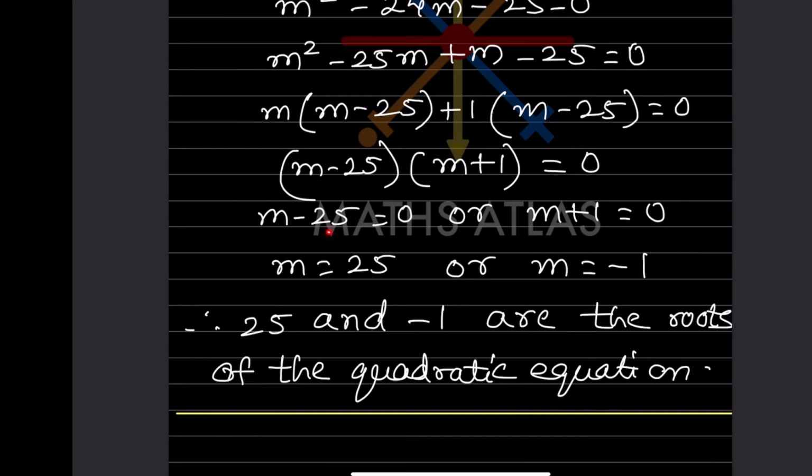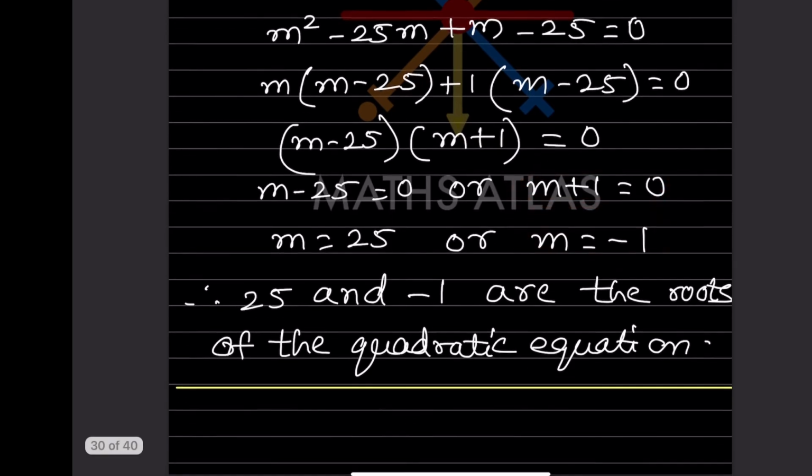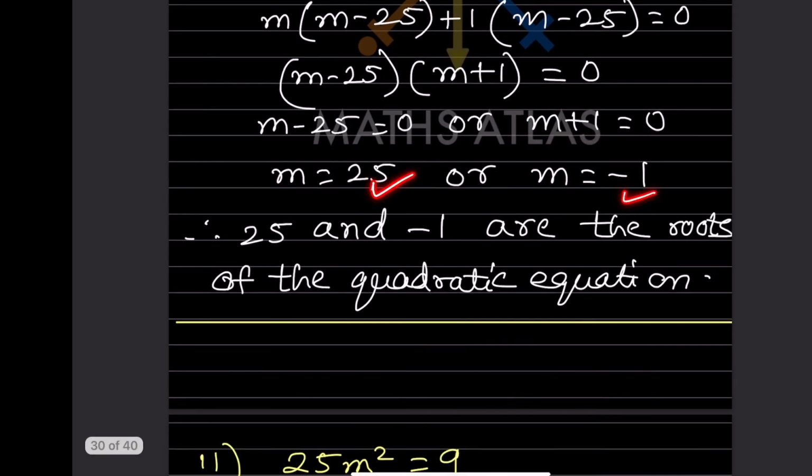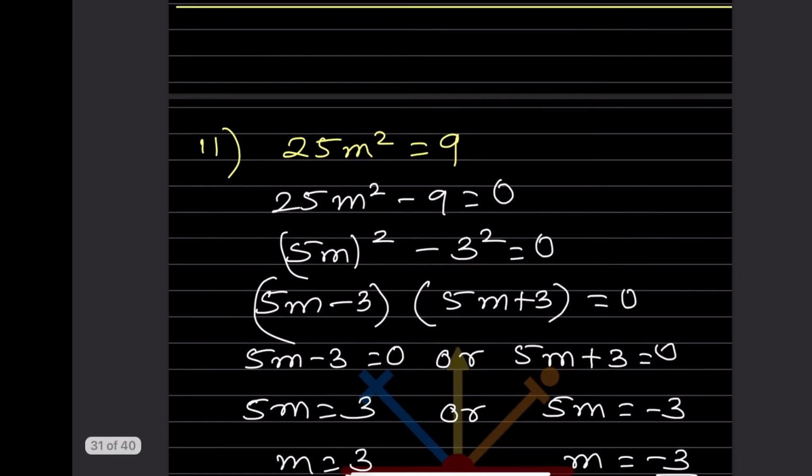So m minus 25 is 0 or m plus 1 is 0. So when you solve this part, you get m is equal to 25. And when you solve this part, you get m is equal to minus 1. So what we can say is that 25 and minus 1 are the roots of the quadratic equation.